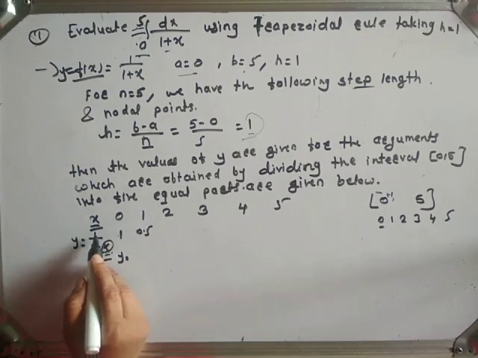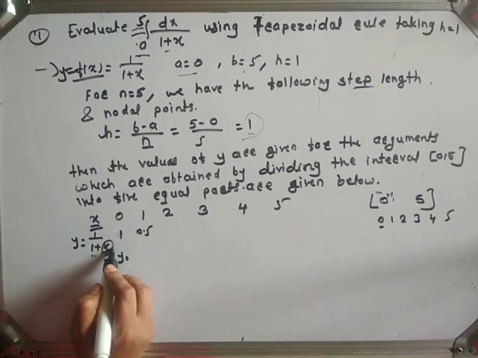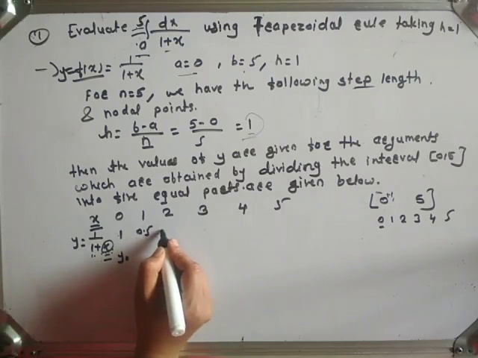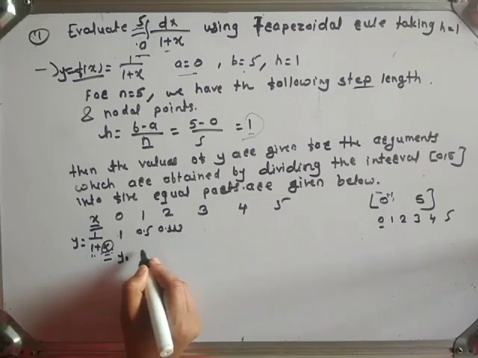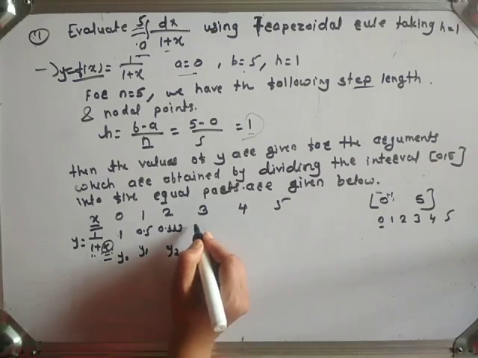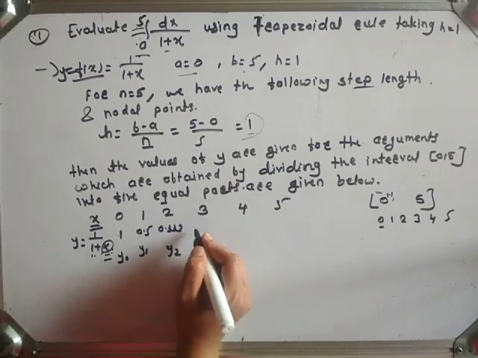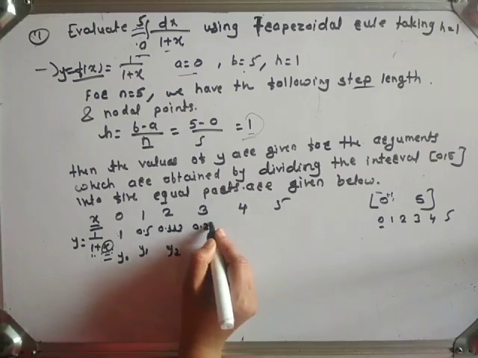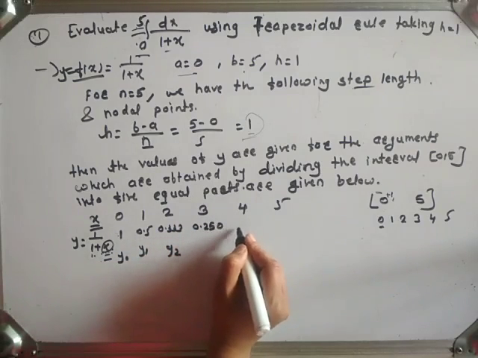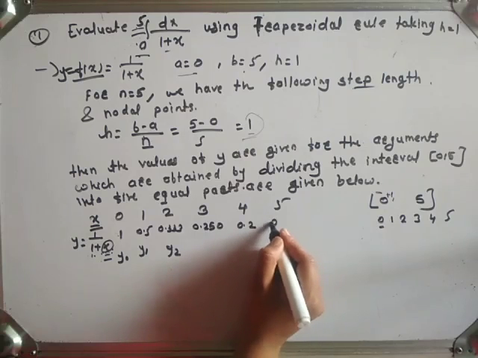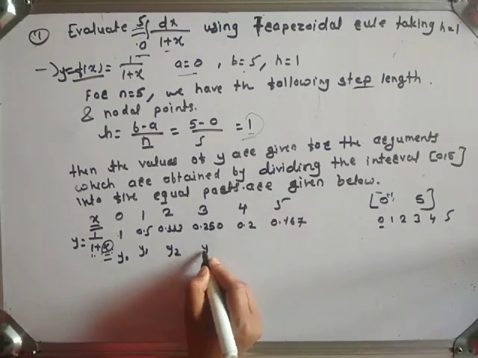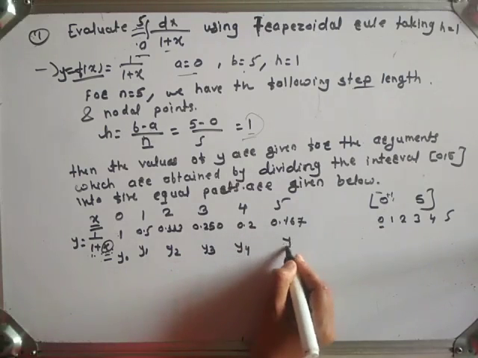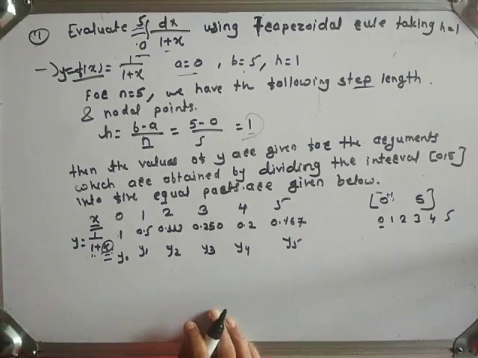Next, put x equal to 2. So you will get 1 upon 1 plus 2, which means 1 upon 3. This is 0.333. This is y1, y2. Similarly, calculate y3. y3 is 0.250, y4 is 0.2, and y5 is 0.167. This is y3, this is y4, and this is the value of y5.